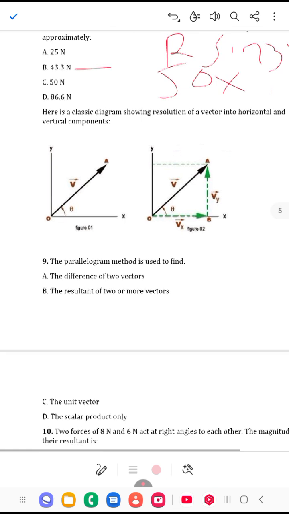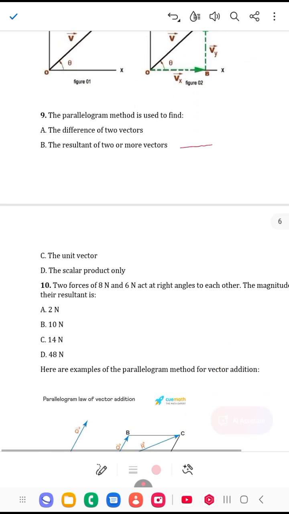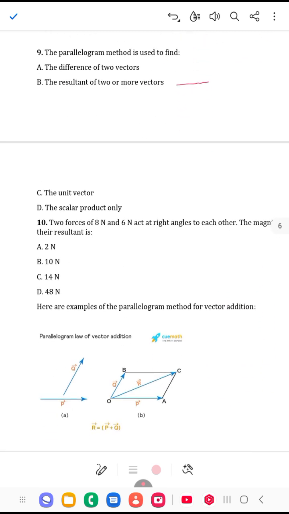Now let's look at number 9. The parallelogram method is used to find, okay, the answer is B. We use it to find the resultant. Now look at number 10.